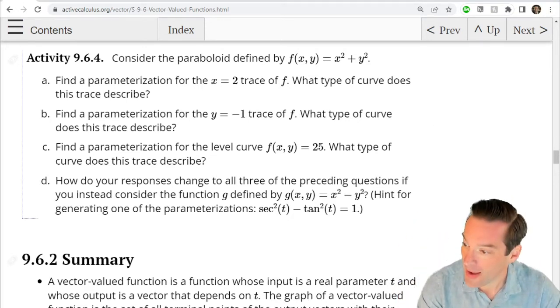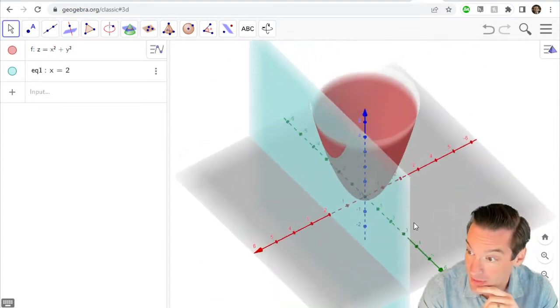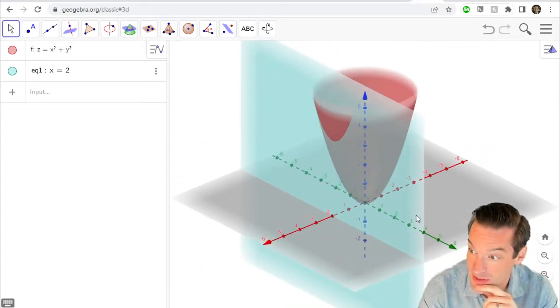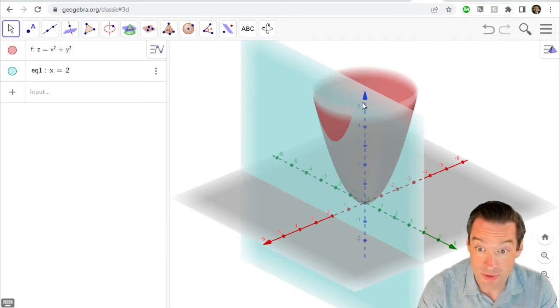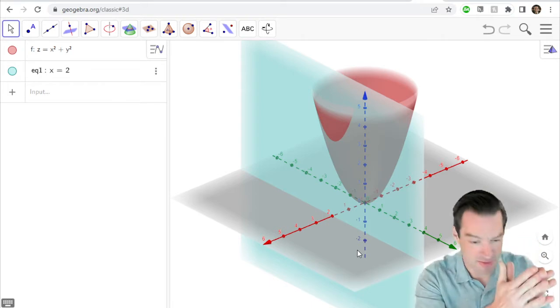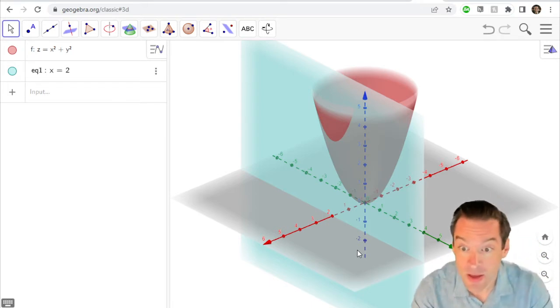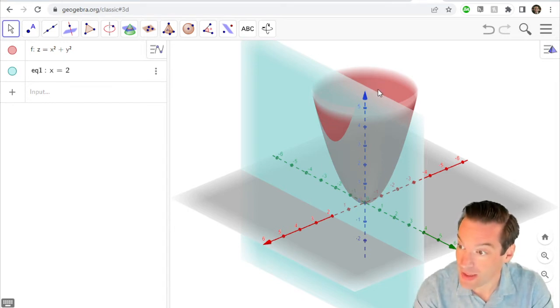So to come back to the picture that we had last time, I'm going to rotate it into our usual orientation of x, y, and z axes. Here is the paraboloid z equals x squared plus y squared. Here is the plane x equals 2, so that plane is parallel to the yz plane. It's perpendicular to the x-axis. And the intersection of that plane with this surface is this little curve right here, this parabola.